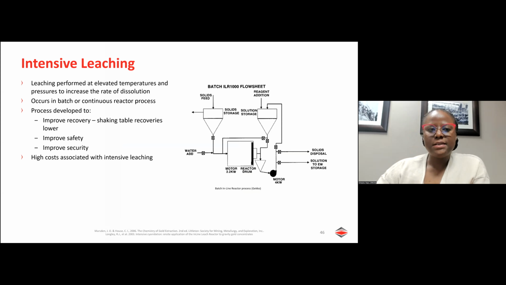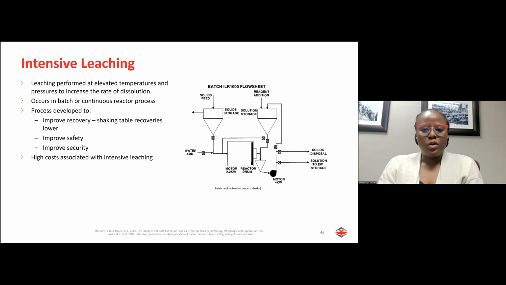Then we have intensive leaching, and this takes place in a reactor at elevated temperatures and pressures, and this is then to ensure that your dissolution rate is increased. So this type of leaching is commonly used to extract gold from gravity concentrates, for example. The diagram on the right shows a batch inline reactor, which was developed by Gecko.